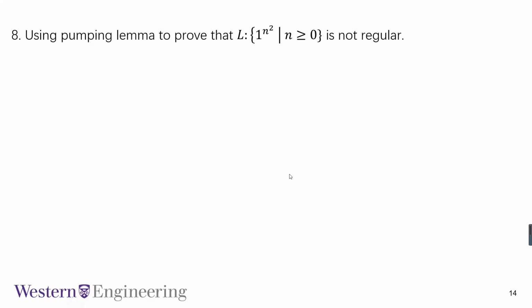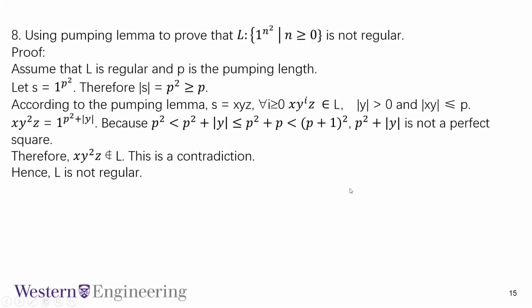Hello everyone. Let's see the proof process of this question. The first step is to assume that L is regular and P is the pumping length. Here we choose the string S to be 1 to the P squared. Therefore, |S| equals P squared, which is greater than or equal to the pumping length P.